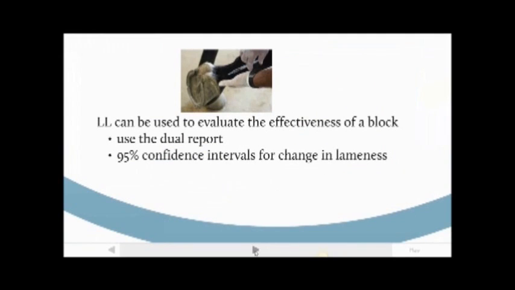Lameness Locator can also be used, and in fact some current users think that it is actually most suited for this purpose, to evaluate the effectiveness of a block at reducing or eliminating the lameness. We know what the 95% confidence intervals are for all variables for repeatability. Change outside these 95% confidence intervals is real and not random. So the user can determine if the change is outside this interval that the decrease in lameness was indeed due to the block, not just random.